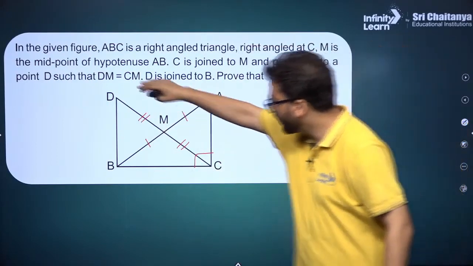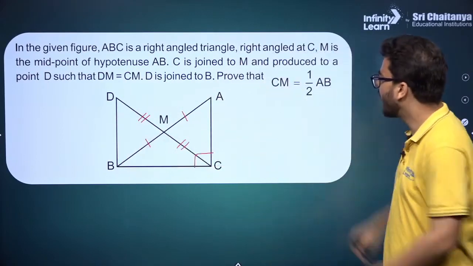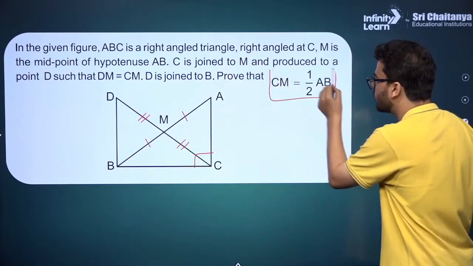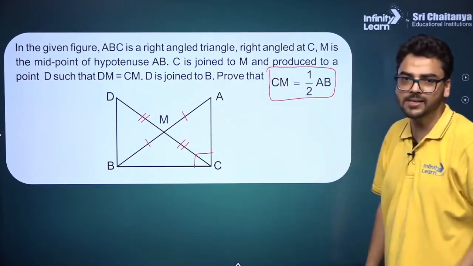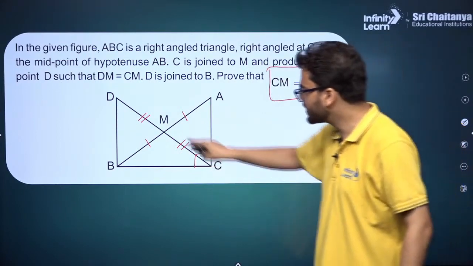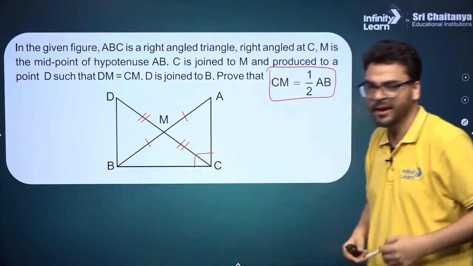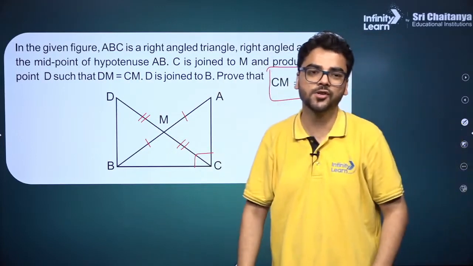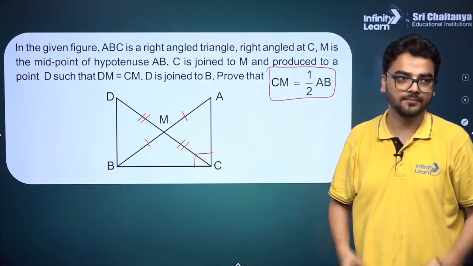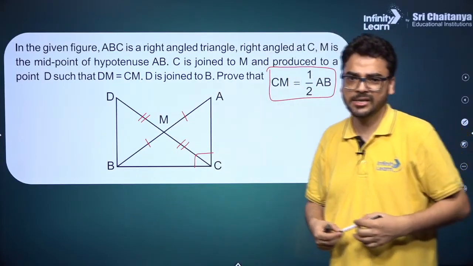D is joined to B, that is given. Now we have to prove that CM is equal to half of AB. How can we do this, guys? We have to prove over here that CM is equal to half of AB. Can you tell me how will we do this question? Just tell that, guys.